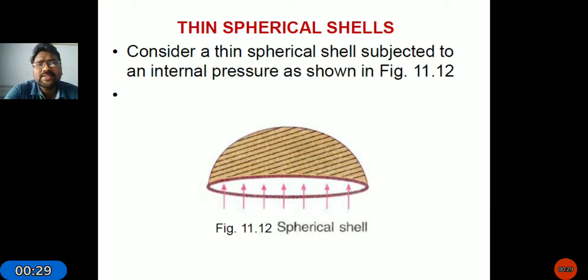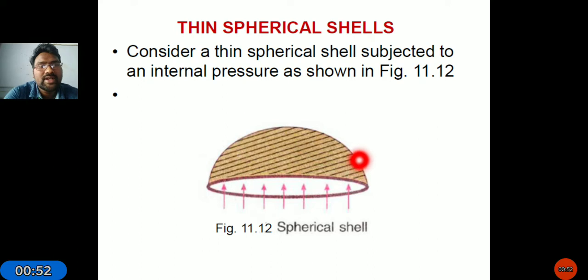the difference between cylindrical and spherical shells is that cylindrical shells have some length, but in the case of spherical shells there is no length. It is in the shape of a sphere, that means a ball. Observe this diagram: consider a thin spherical shell subjected to an internal pressure as shown in the figure. It is the thin spherical shell.